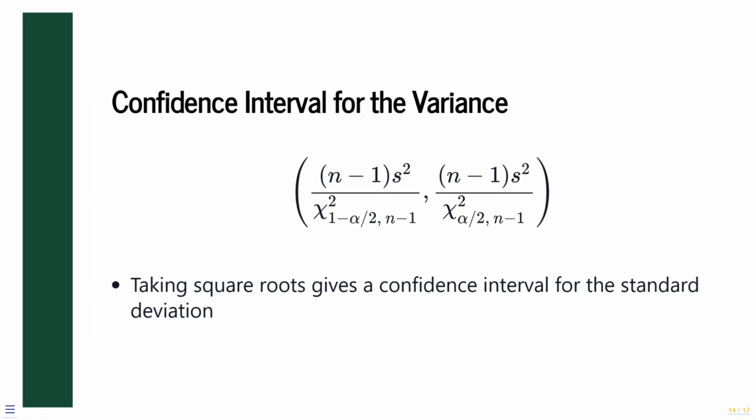A confidence interval for the variance is built using chi-square critical values. If we take square roots of the endpoints, we get a confidence interval for the population standard deviation.